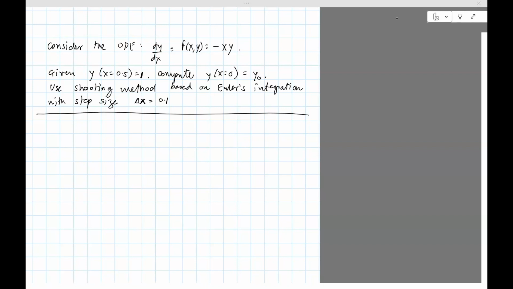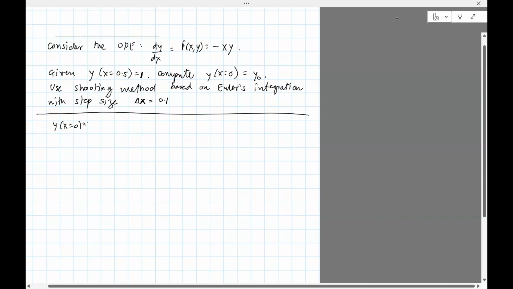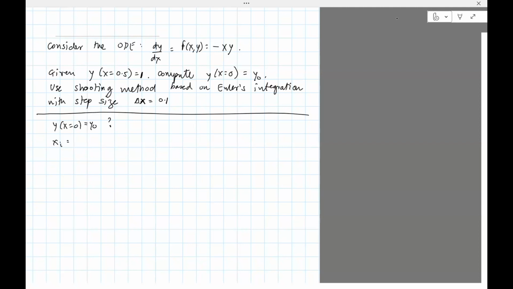Okay, so let's start doing this. So first of all, what's the unknown? It's y at x0, which is y0, that is the unknown. Okay, what we know is our grid is 0.1, so the values are 0, 0.1, 0.2, 0.3, 0.4, 0.5, and we're given that y at x equals 0.5 is 1.